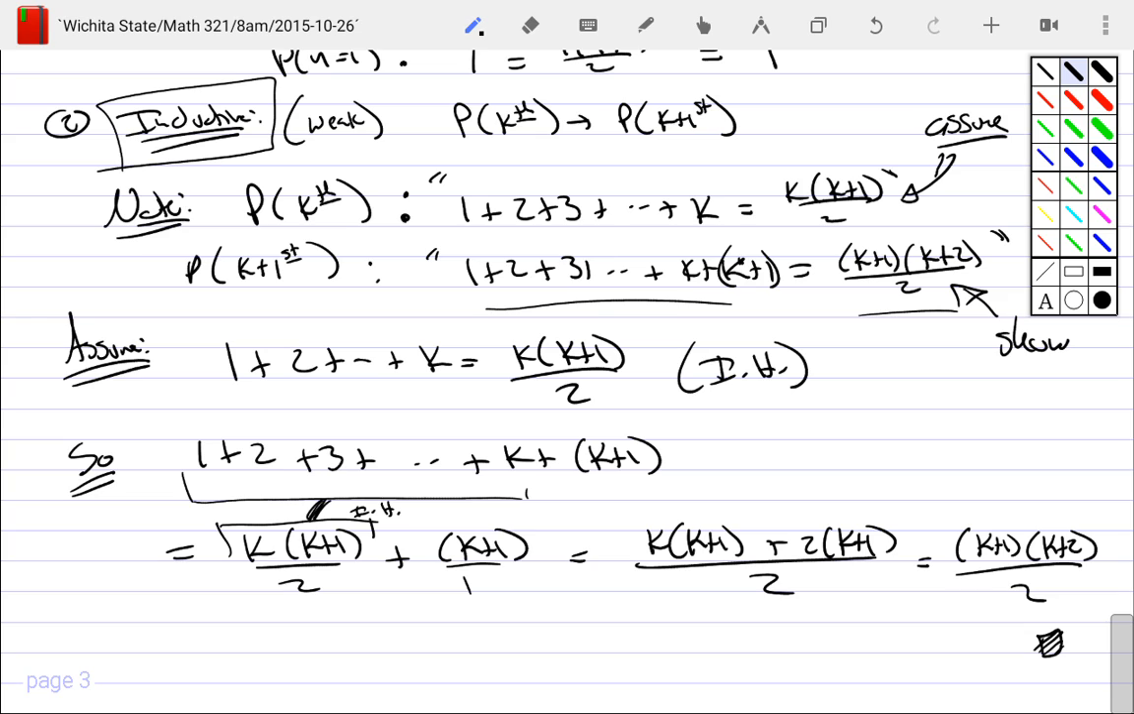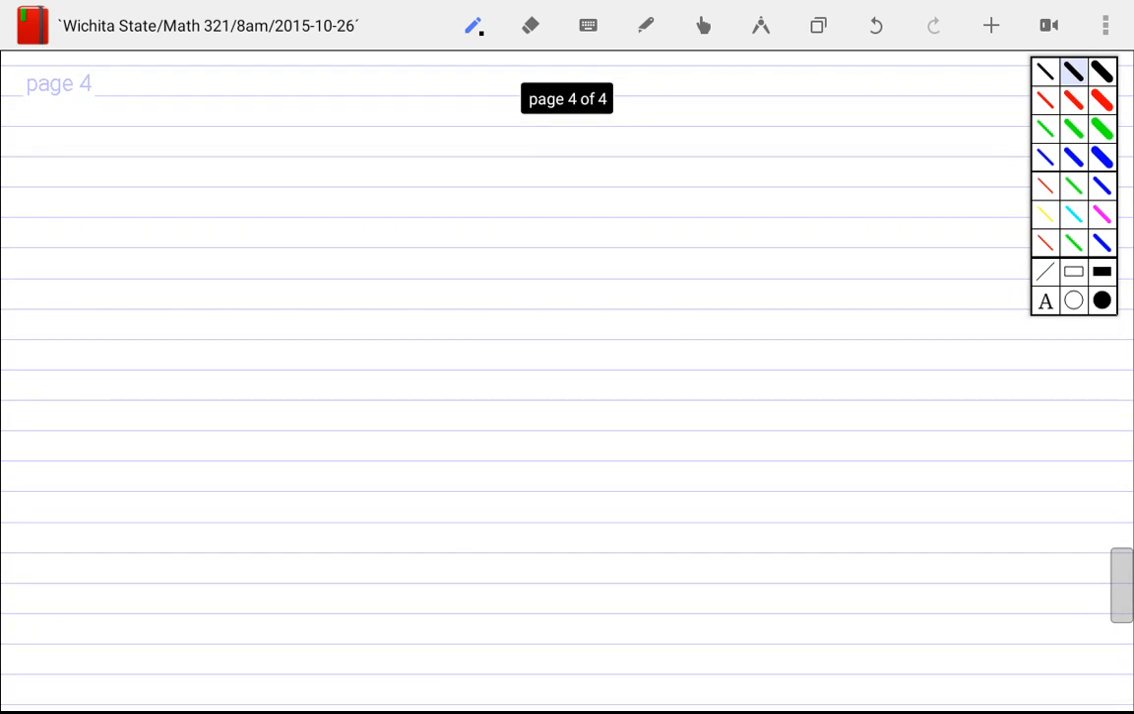Some people like equational work. Some people like expressional work. Which one do you pick? Whichever form of algebra, if it's an algebra problem, you're most comfortable with. But we don't always have algebra problems.